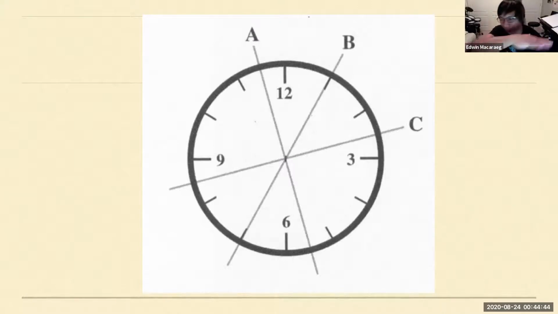9 to 3 o'clock is a horizontal line. 12 to 6 is a vertical line. And then we have all of the remaining angles that you can imagine, okay?